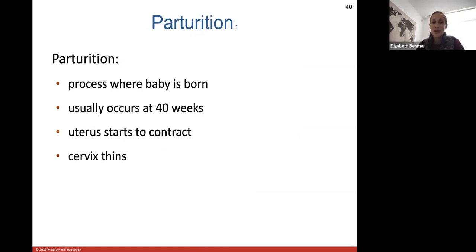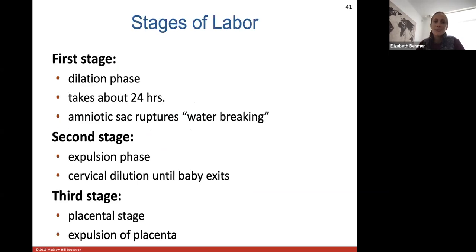So here's a late embryo and then the fetus, obviously beginning to mature more and more. Parturition then is the process where a baby is born, usually occurring at 40 weeks. The uterus, made up of smooth muscle, starts to contract involuntarily without you telling it to. The cervix thins and dilates, so it becomes larger to eventually open into the birth canal. And then these are the 3 stages of labor.